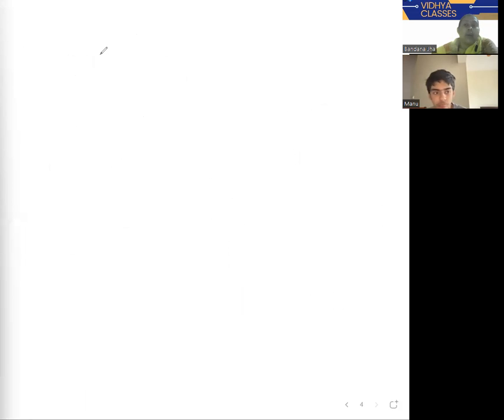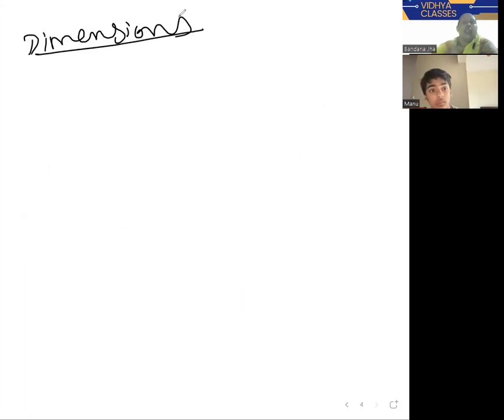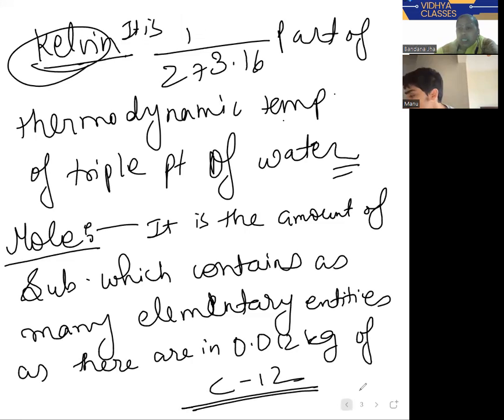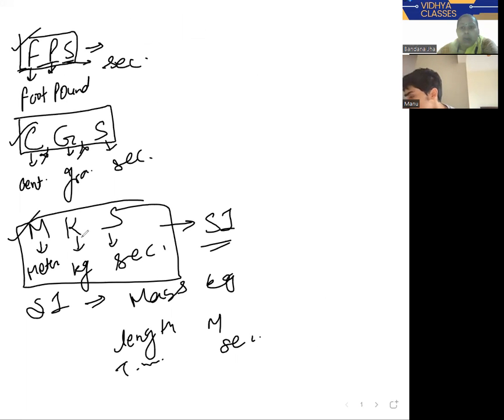Now, the second thing is about dimensions, which is very, very important. We have already studied MKS, and we know the formula. The dimensions are the powers to which the fundamental units of mass, length, and time are raised. Here MKS is for meter, kg, seconds. Now we will talk about MLT.